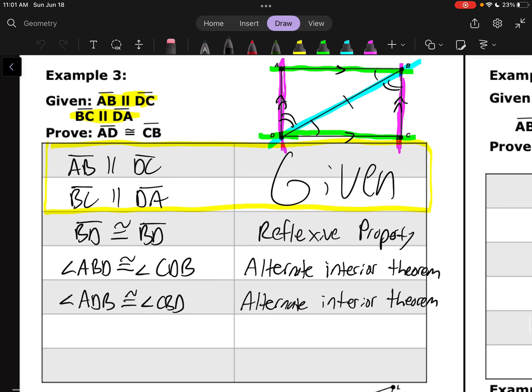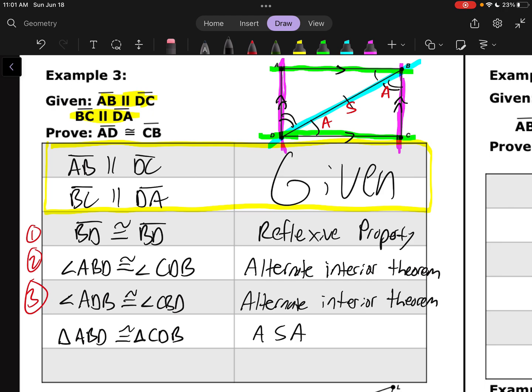So what now? I have officially gathered my 1, 2, 3 congruent things. What I have is an angle, a side, and an angle. So now I can say triangle ABD is congruent to triangle, if I did ABD, I got to do CDB by angle, side, angle.